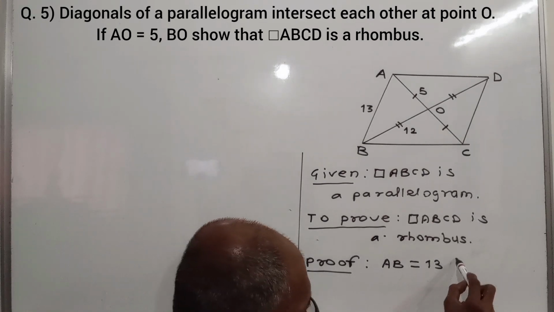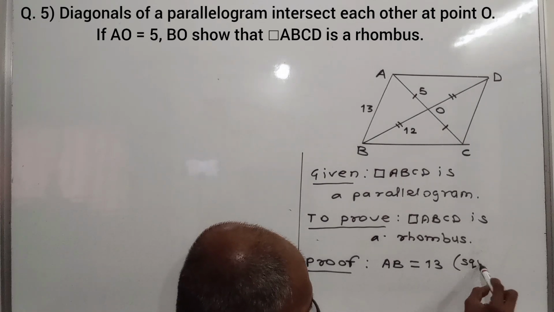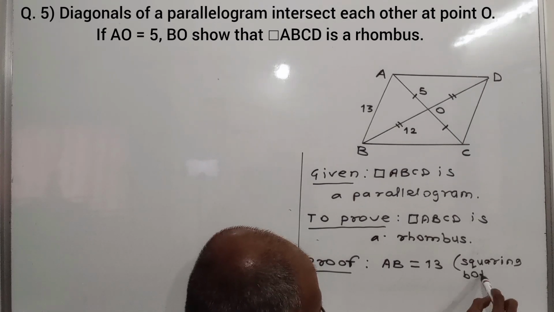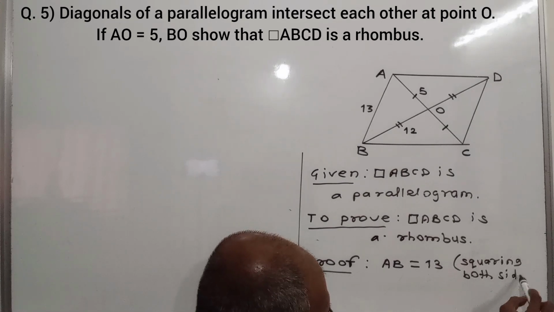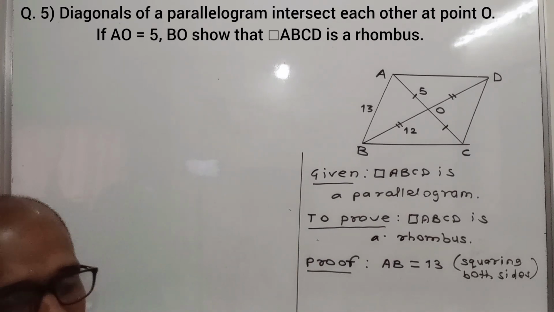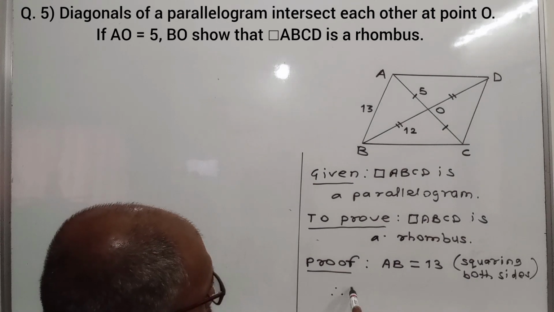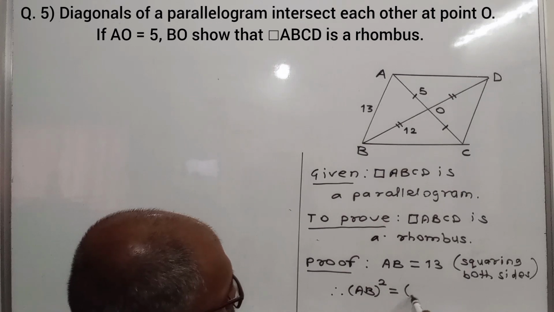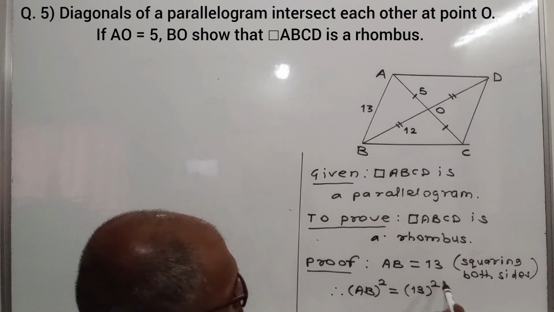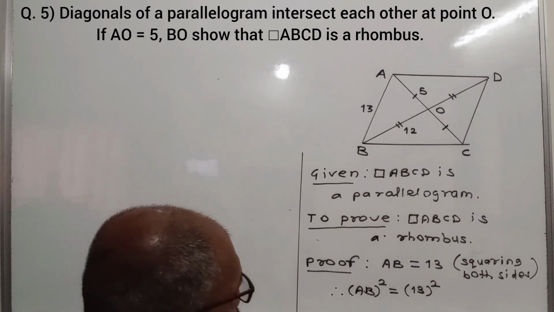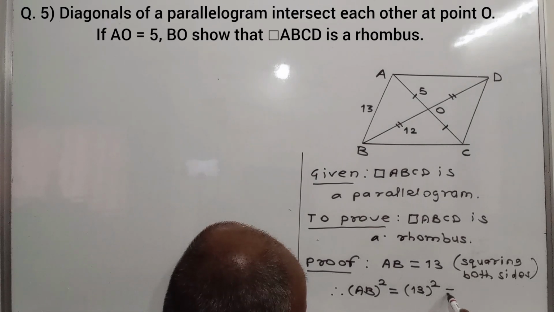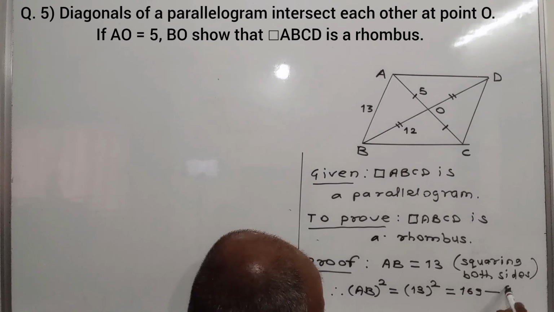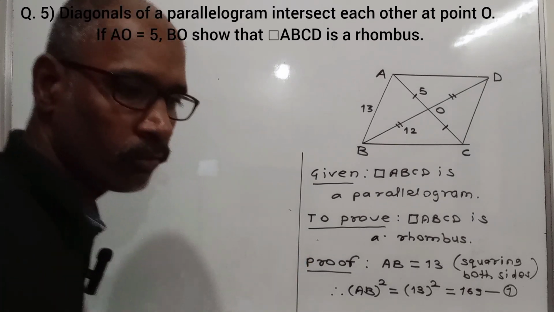Okay, now squaring both sides. Therefore, we get AB square is equal to 13 square. Okay, therefore 13 square means 169. This is our equation number 1.